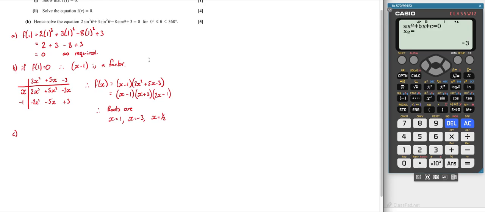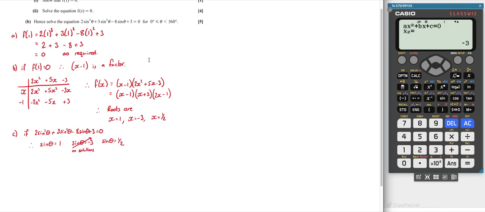So that means if 2 sine cubed theta plus 3 sine squared theta minus 8 sine theta plus 3 equals 0, well, therefore sine theta is 1, sine theta is negative 3, or sine theta is a half. That middle one, we have no solutions because it needs to be between minus 1 and 1. So there are no solutions.